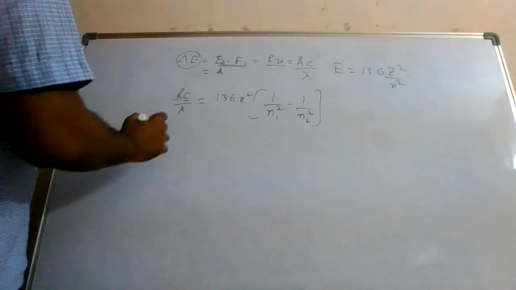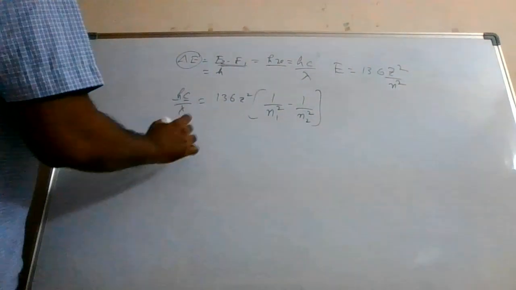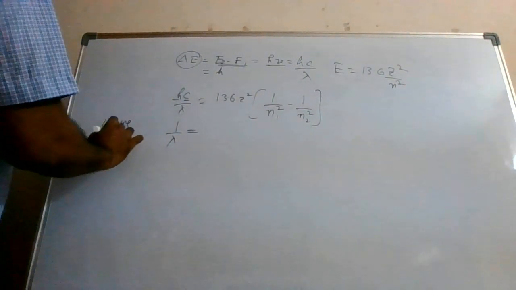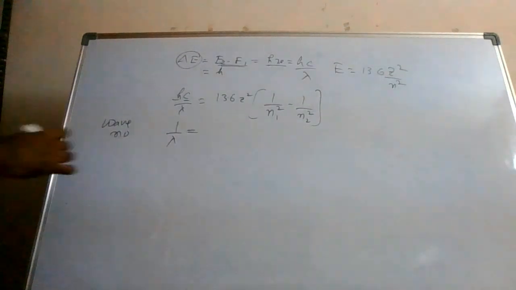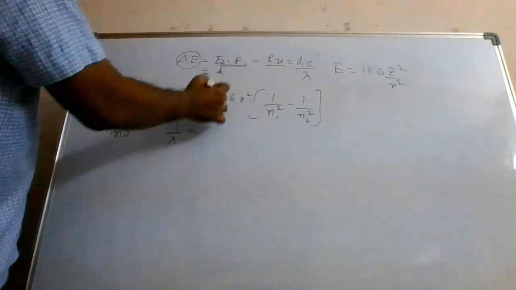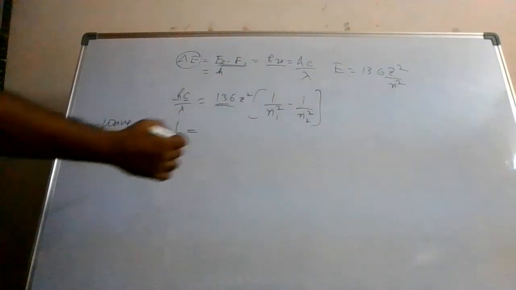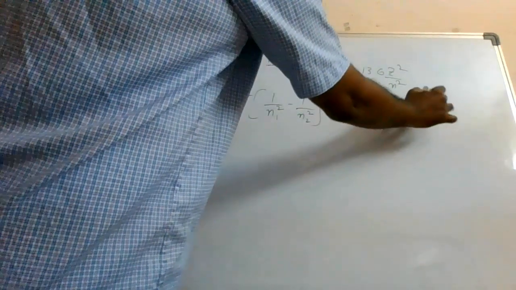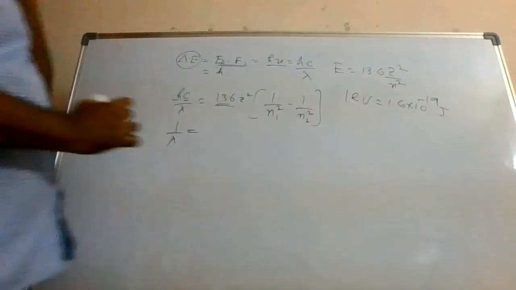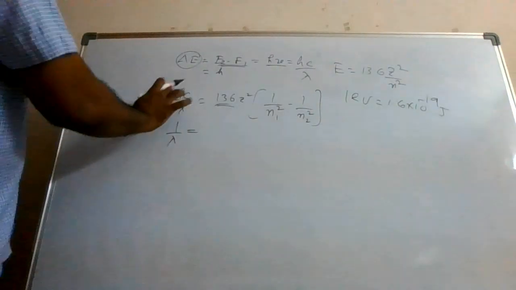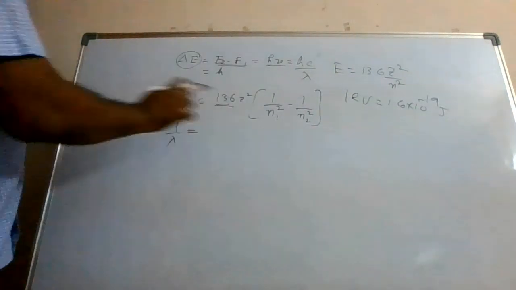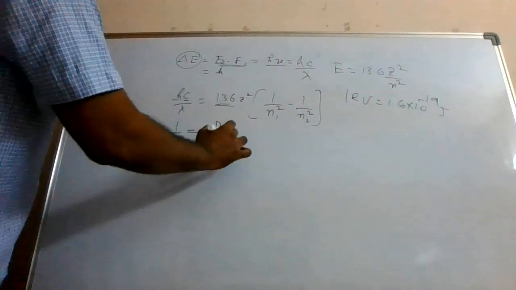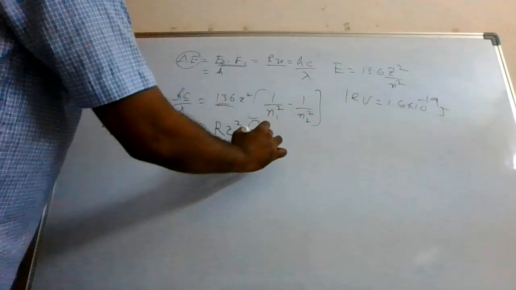If you rearrange the terms, you can get the wave number. This 1 by lambda is called the wave number. It is equal to 13.6, and this is in electron volts. I told you that an electron volt is 1.6 into 10 to the power of minus 19 joules. Right? The h and c values you know. So when you arrange things, you get another constant here. That constant is called the Rydberg constant.